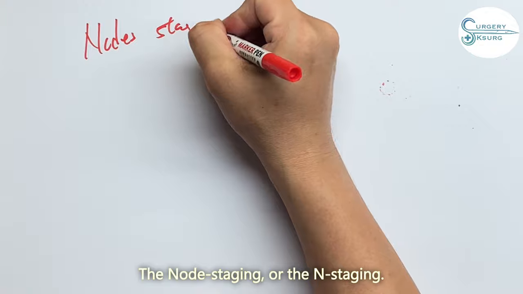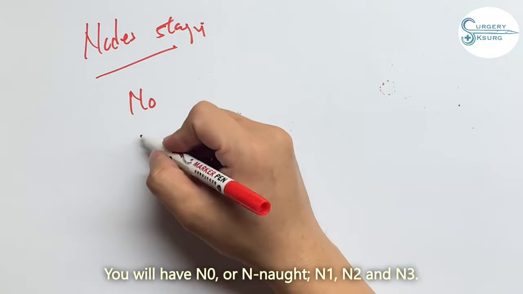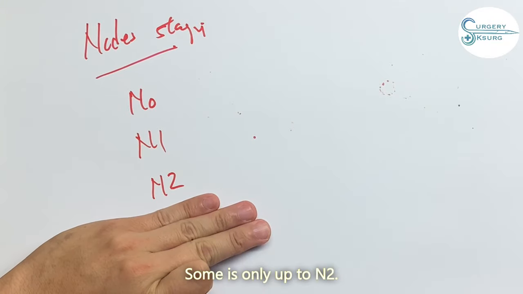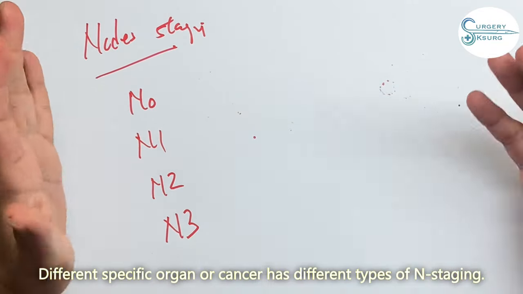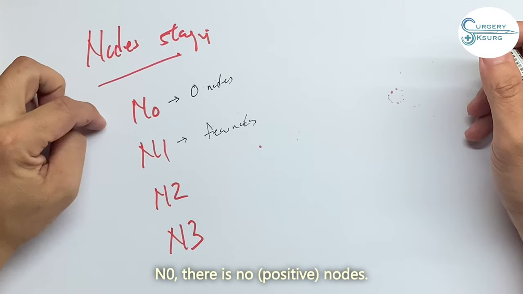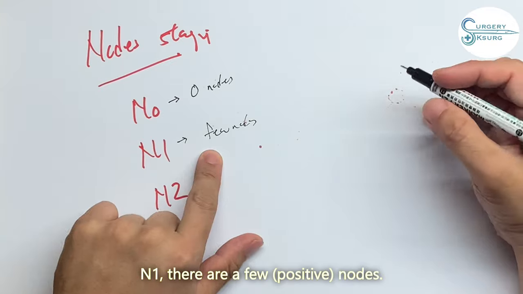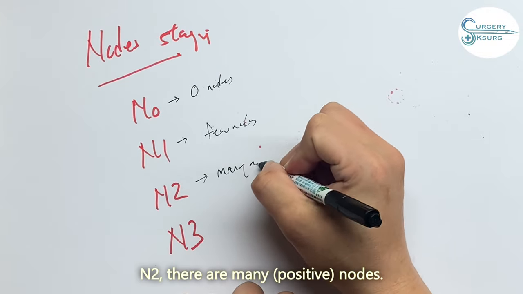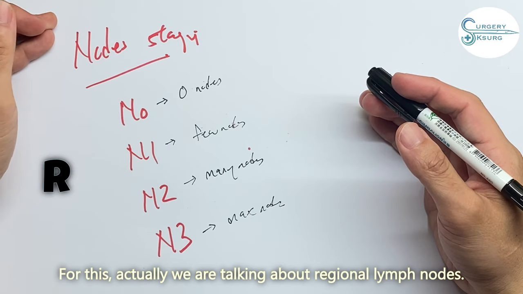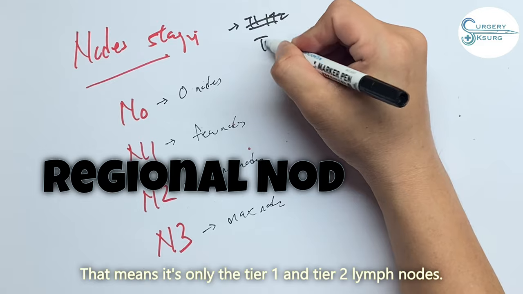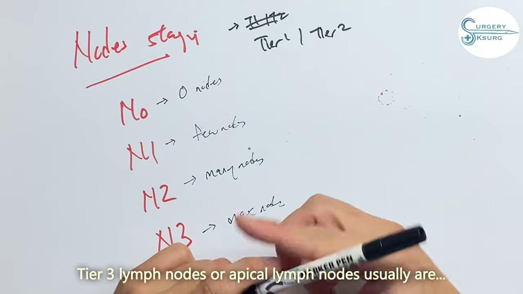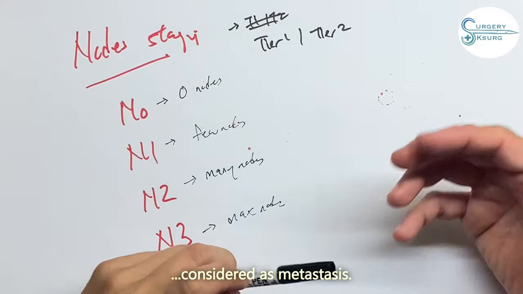The node staging, or N staging, will have N0, N1, N2, and N3. They wouldn't have any N4. Some are only up to N2. And these different specific organ cancers have different types of N staging. N0 is there are no nodes. N1, there are a few nodes. N2 is many nodes. N3 is maximum nodes. Okay, this is actually talking about the regional nodes. That means it's only tier 1 and tier 2 lymph nodes. Tier 3 lymph nodes, or apical lymph nodes, usually are considered as metastasis.